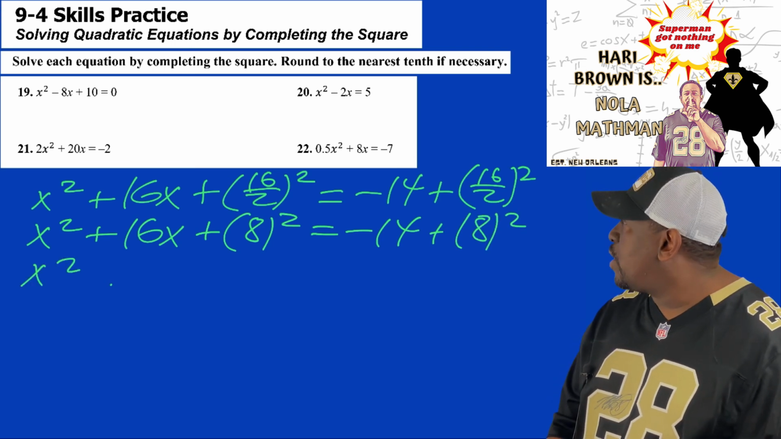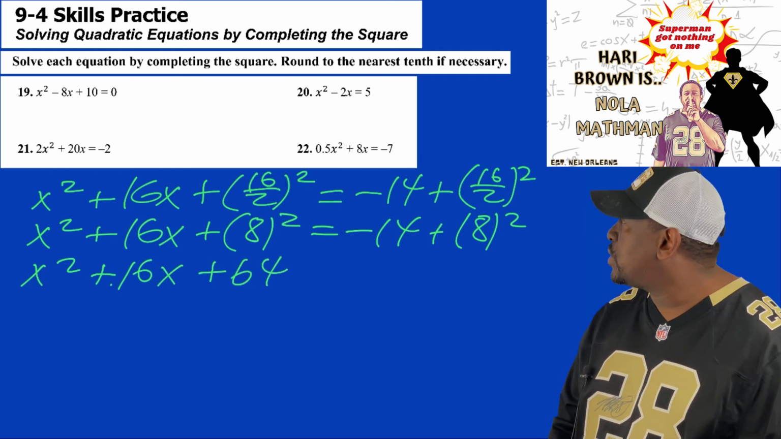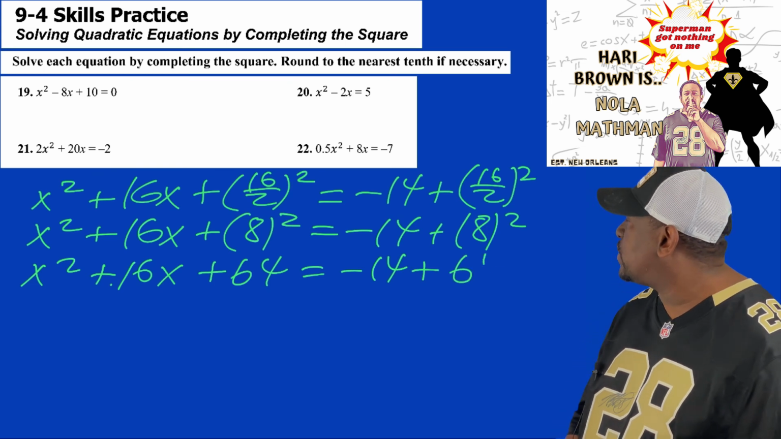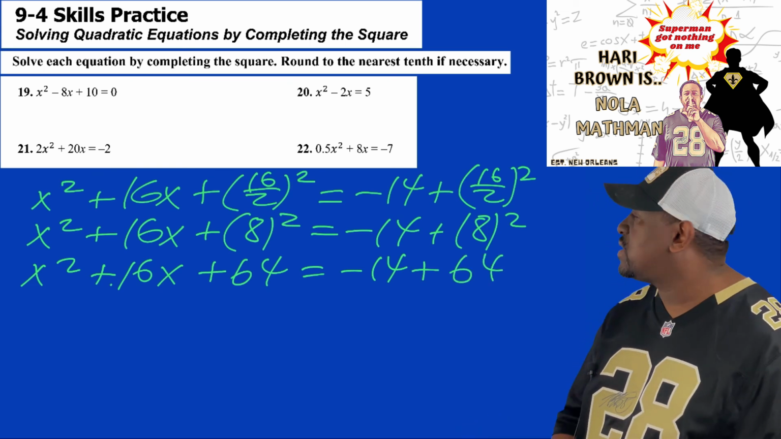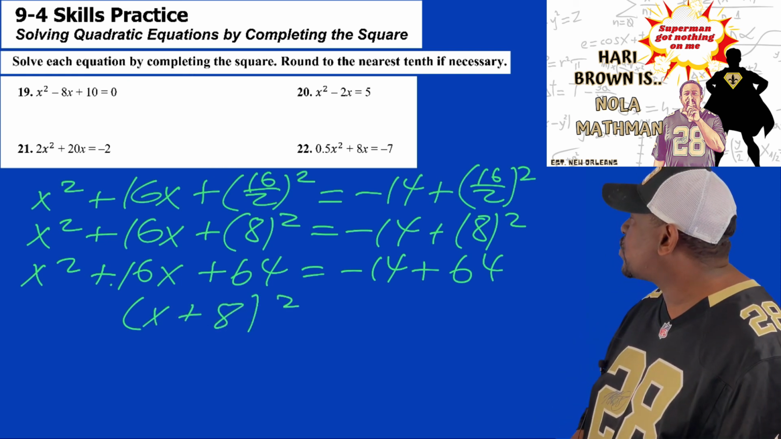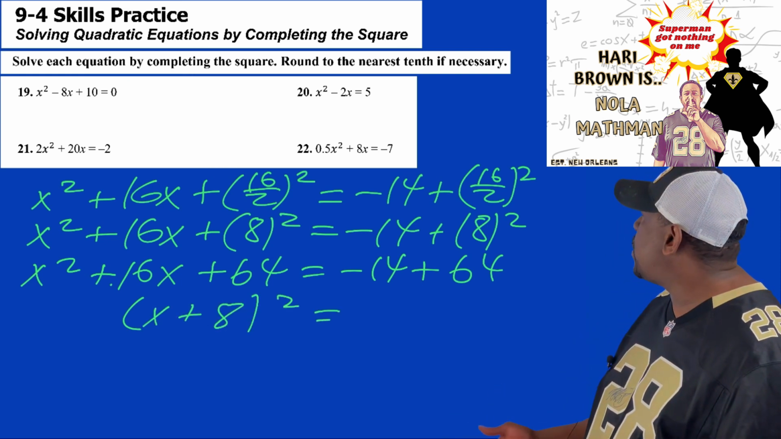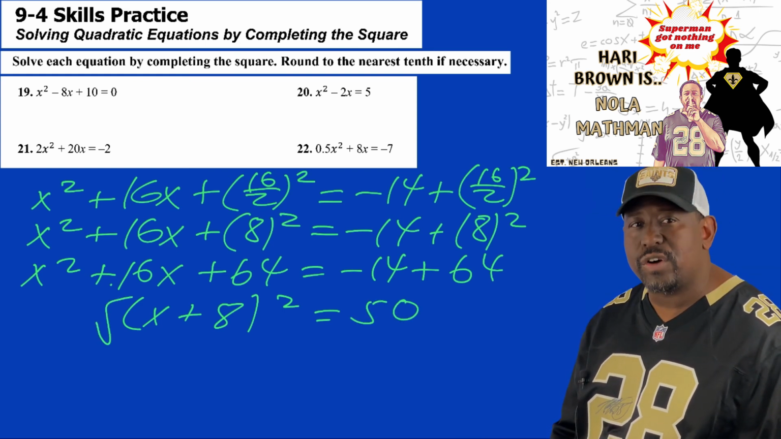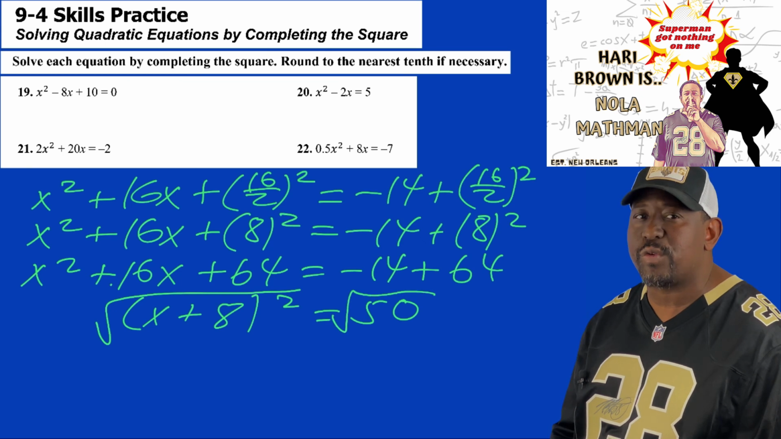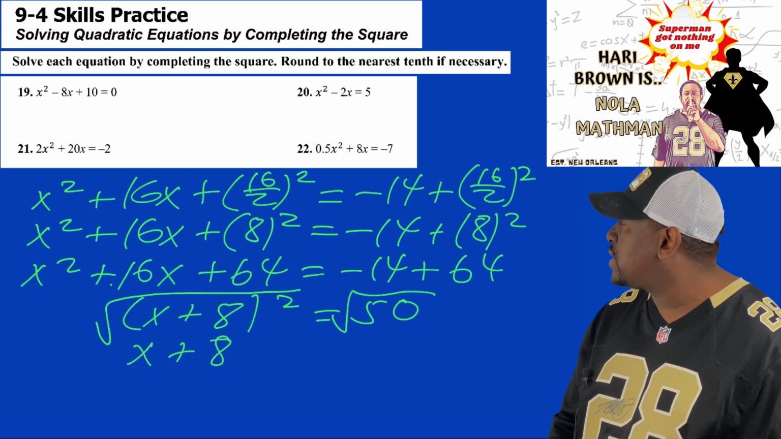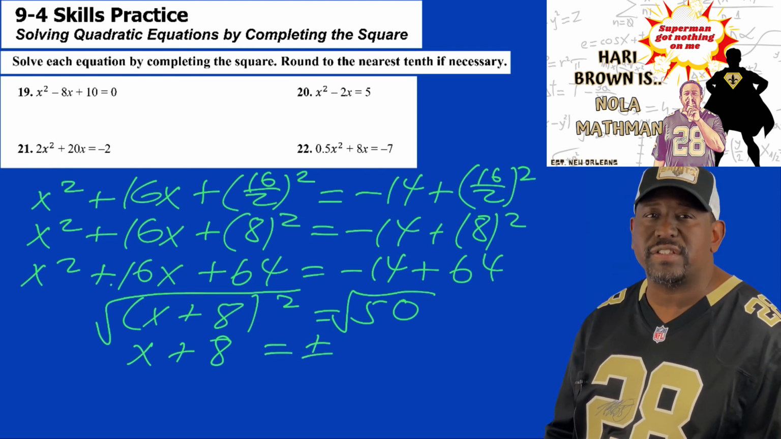Now we simplify 8 squared, that will give us 64. We have x squared plus 16x plus 64 equals negative 14 plus 64. We write our binomial square, which is x plus 8 squared, and that will equal 50. Now, in order to get rid of the square, we take the square root of both sides. That will give us x plus 8 equals plus or minus the square root of 50.